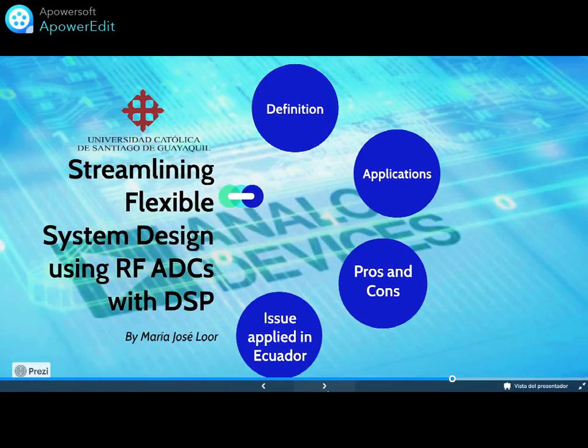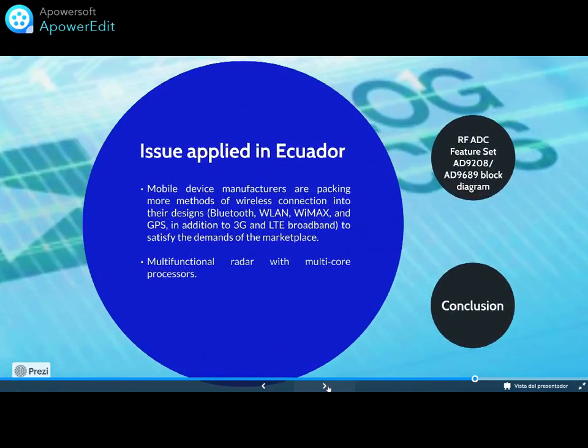Number 4. Issue applied in Ecuador. Mobile device manufacturers are packing more methods of wireless connection into their designs: Bluetooth, WLAN, WiMAX, and GPS, in addition to 3G and LTE broadband, to satisfy the demands of the marketplace. Multifunctional radar with multi-core processors.